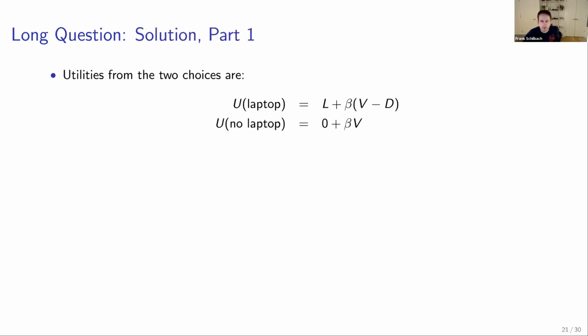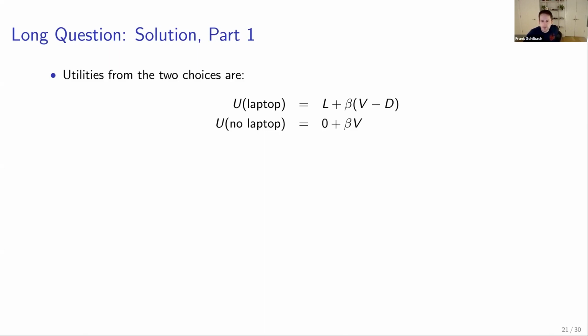Okay, so now what we're going to do is write down the utilities from the two choices. That's essentially already given in the explanation, except that we need to be careful where the beta comes in. If students use a laptop in class, they get the immediate benefit of L, and then in the future they get what's discounted by beta, which is beta times (V minus D), because both V and D are very far in the future. These are the diminished benefits, V minus D, that they get in the future. L is in the present, so there's no beta here.